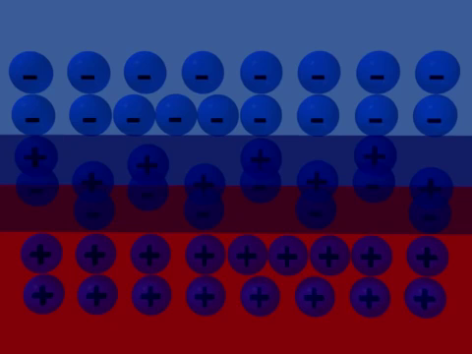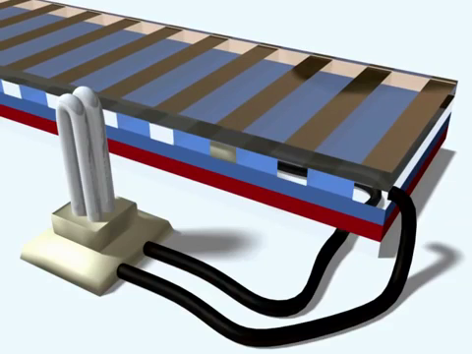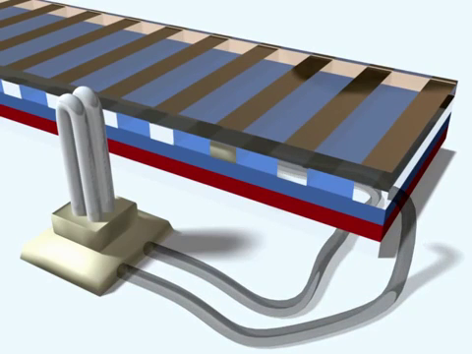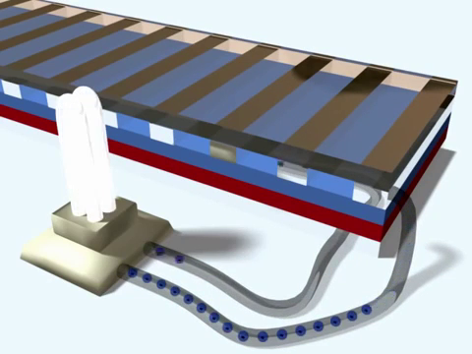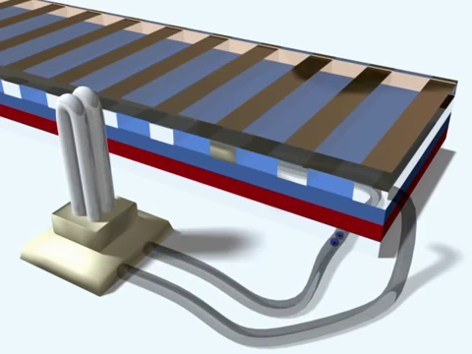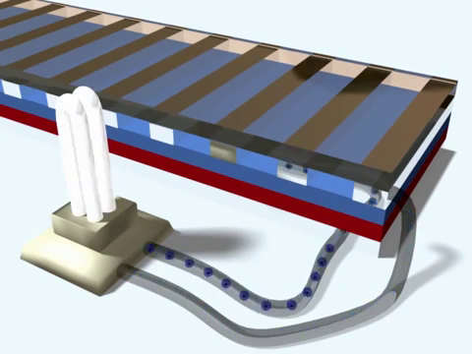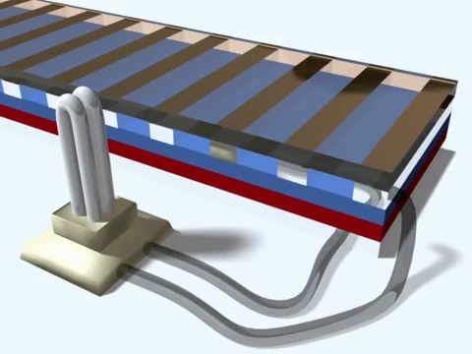But if you connect the top layer to the other layer, for example by using a cable, you will see that electrons are traveling to the free holes. This flow is called an electrical current and can, for example, light a lamp.